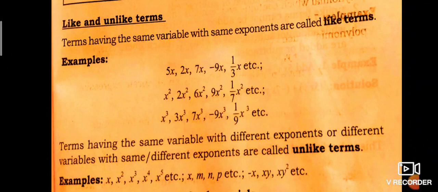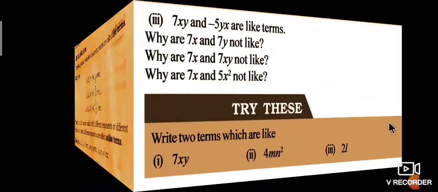In the first example, the terms having the same variables but different exponents are called unlike terms. In the second example, having the same powers but different variables, those are called unlike terms. In the third example, the variables are different and the exponents are different. Such terms are called unlike terms.